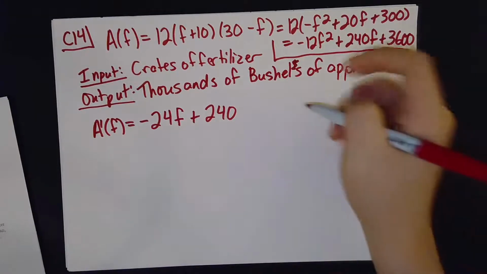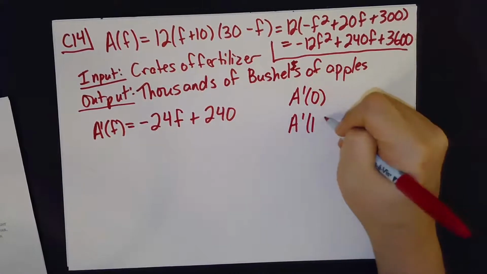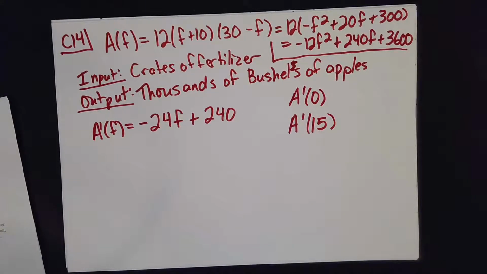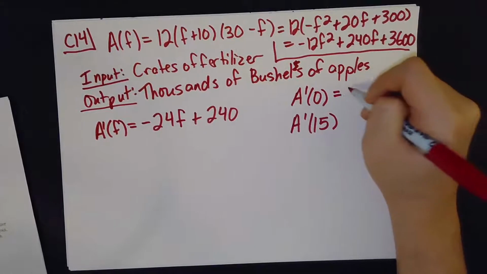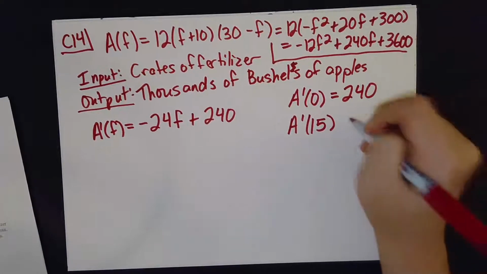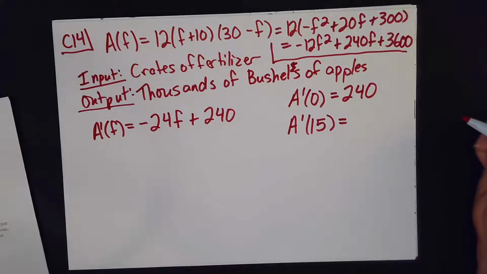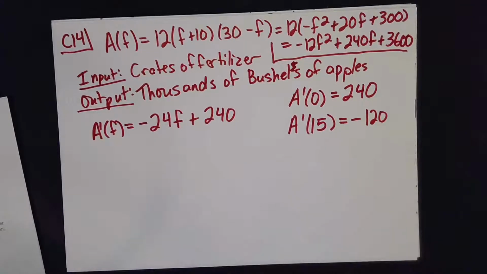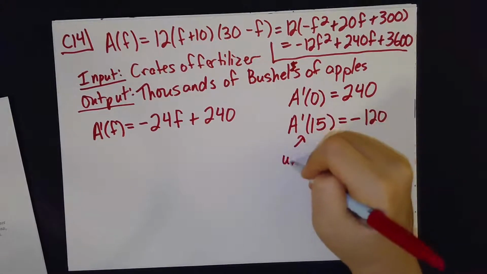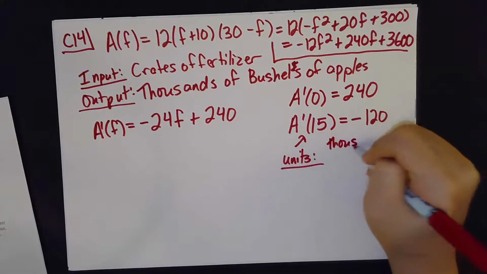Okay. And so it then asks us to consider two different values of the derivative, namely a prime of 0, which is 240, and a prime of 15, which as it happens will be minus 120. And the units of both of these are thousands of apples per crate.